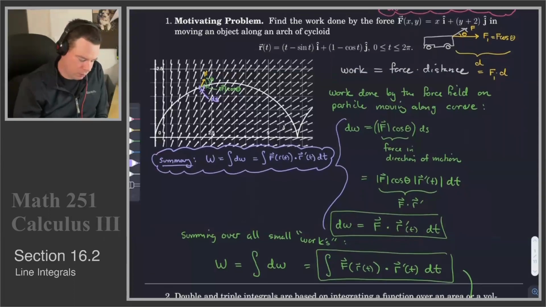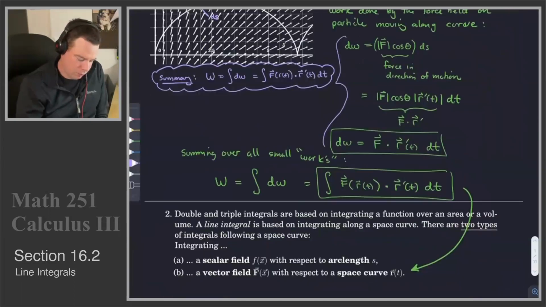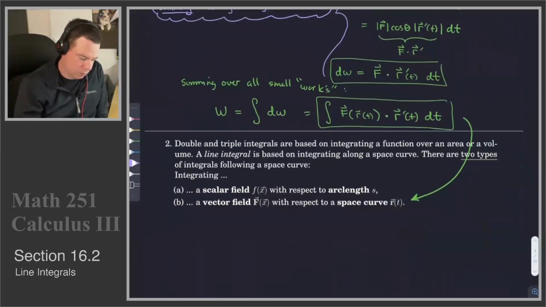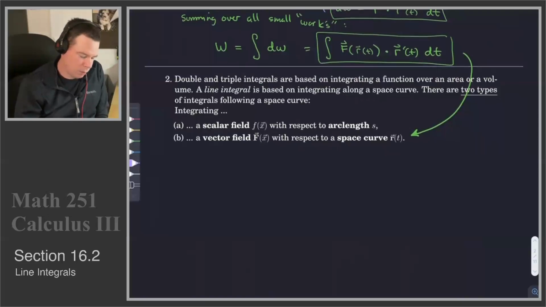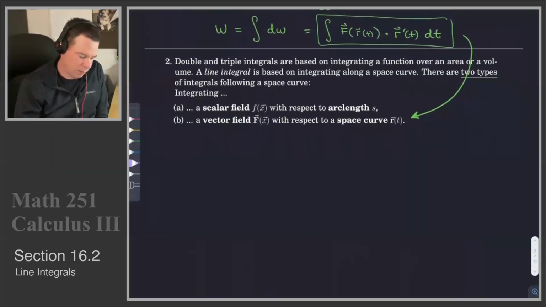So that gave rise to this integral, which I've highlighted at the bottom, so I'll just leave that one visible. So summing over all the works gave rise to that integral, which we've written down. And this is an example of one of the types of integrals we will be studying in this section. This is an integral of a vector field along a space curve, or what we say is an integral of a vector field with respect to a space curve.